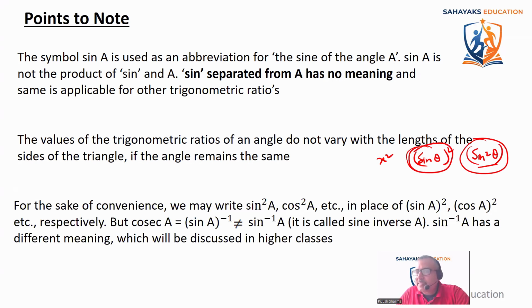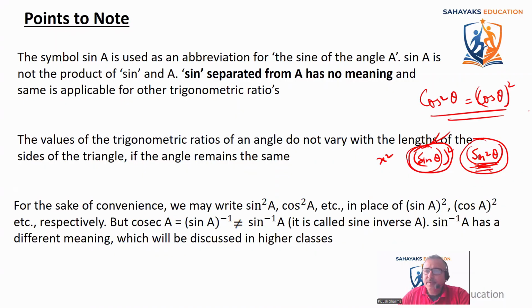Though we should write like this, this is the right way of writing. But from the beginning, they started writing like this. Okay. So please remember, if it is written as cos square theta, it means that is equal to cos theta square. These are exactly same things.